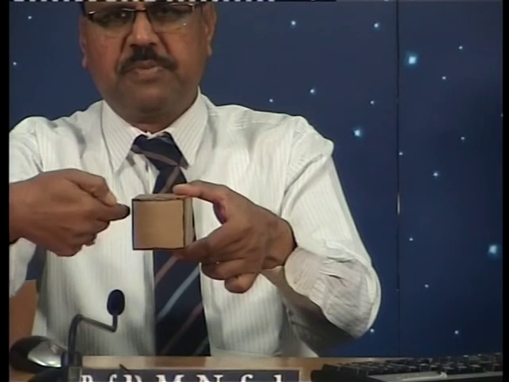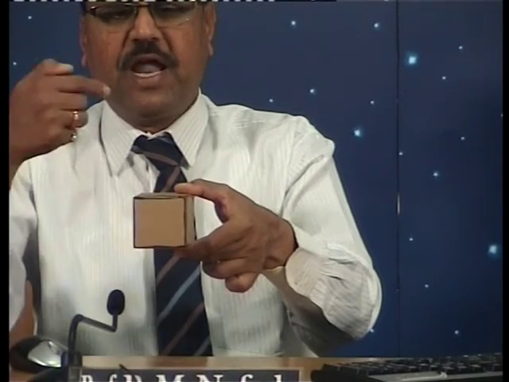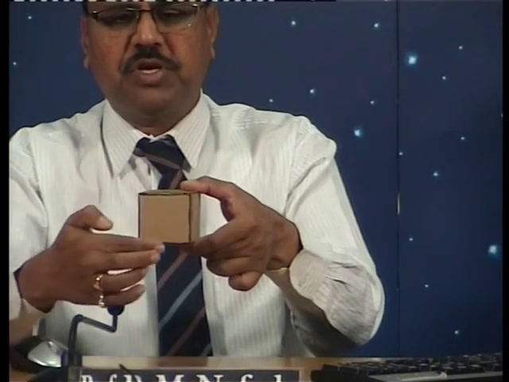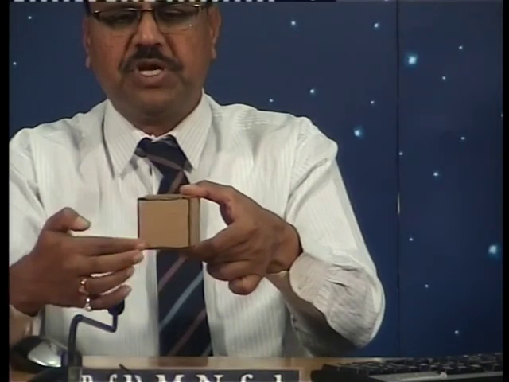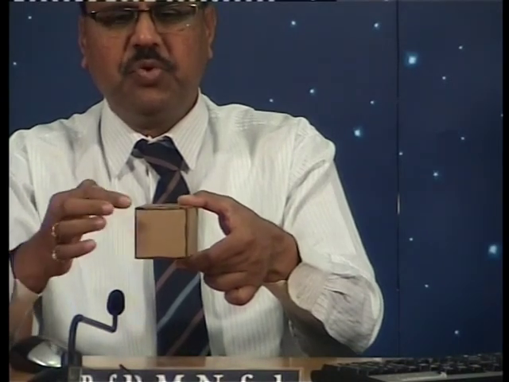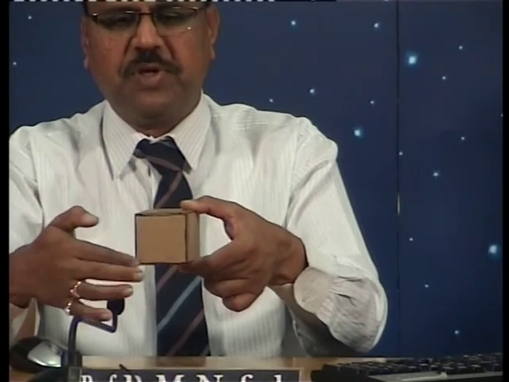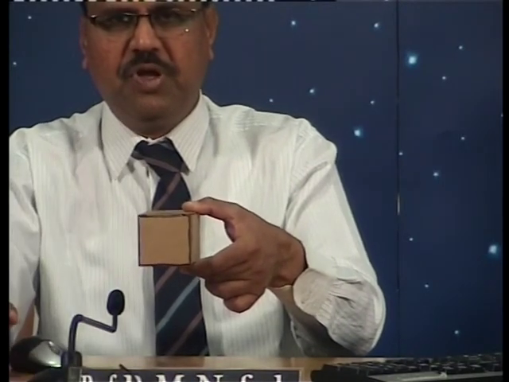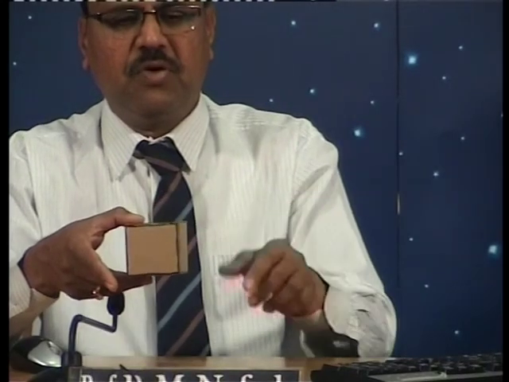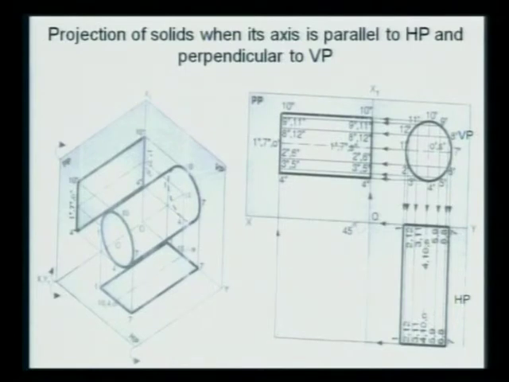See, the axis is perpendicular to VP. Now you can see the true shape in the front view. Initially, in the first condition, you could see this in the top view, but now in the front view, because the axis is perpendicular to VP. Okay, with this, we will go again to the PPT so your idea will become clear.